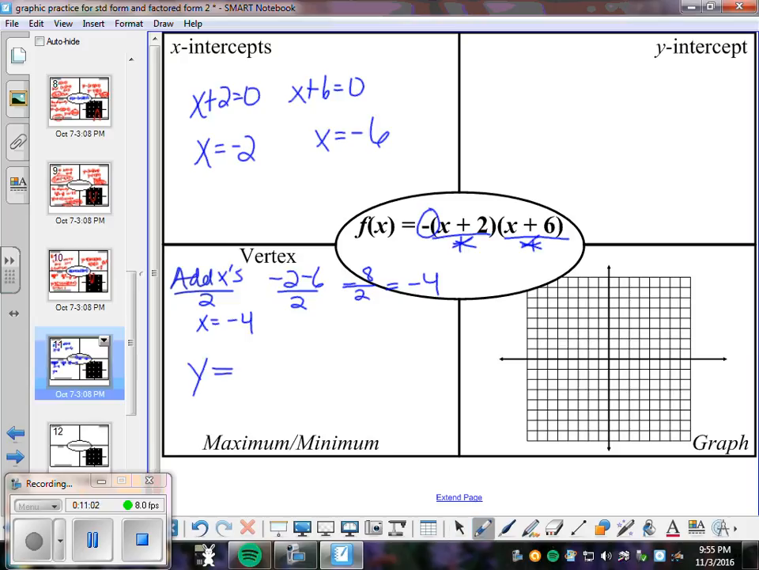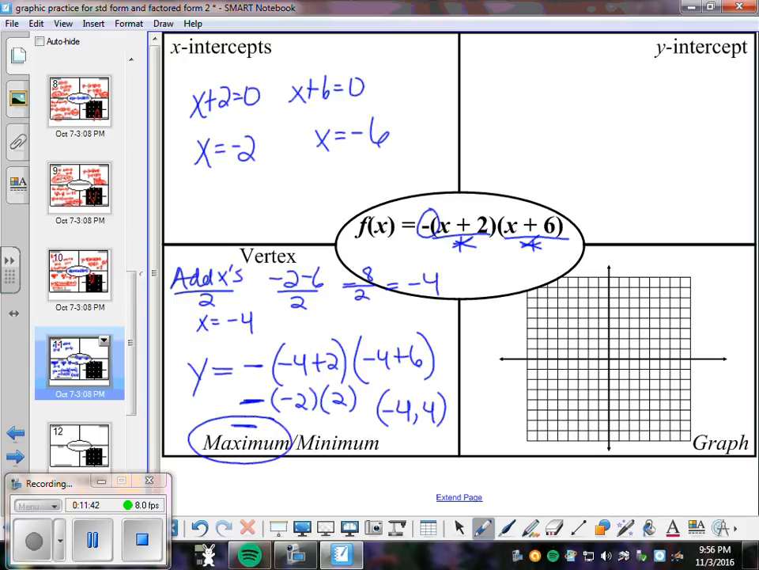Y equals negative 4 plus 2, negative 4 plus 6. Add your x's, negative 2 and negative 6. Negative 8 divided by 2, negative 4. Plug in the negative 4. Don't forget the negative outside. Negative 2 and 2. So that's going to be a positive 4. So we get negative 4, 4. Okay? This is a maximum because it's negative in front.